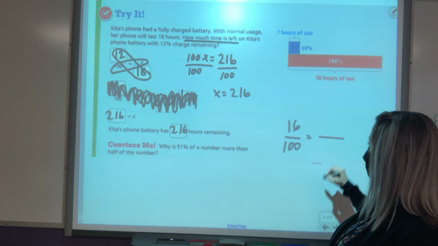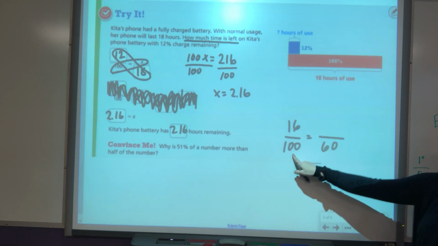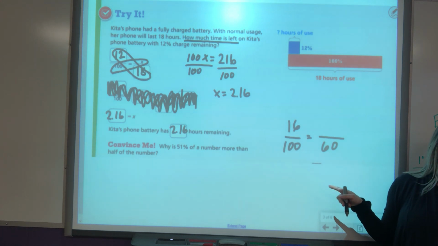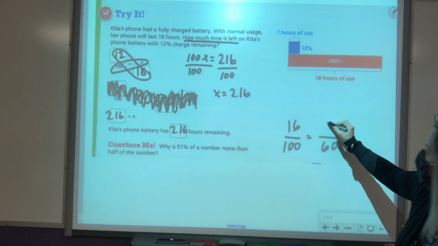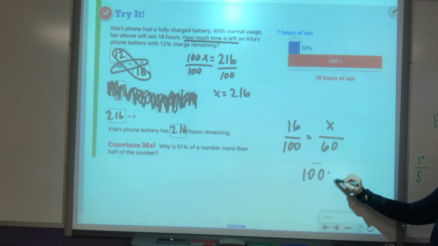So we got 1600ths. There's 60 minutes in an hour, correct? So can we figure out the amount of minutes there are? Yeah, absolutely. 9.6.